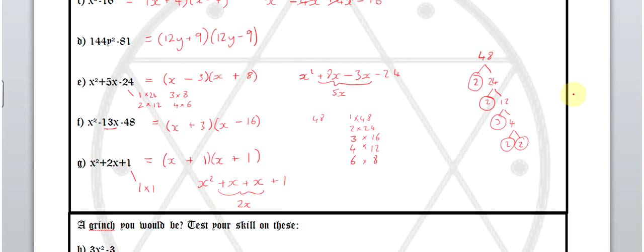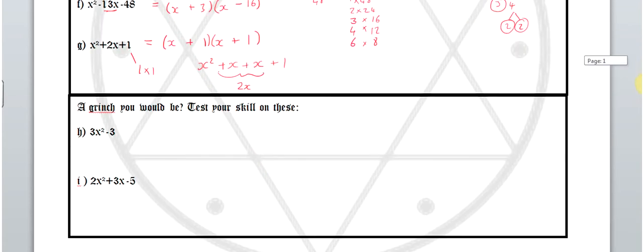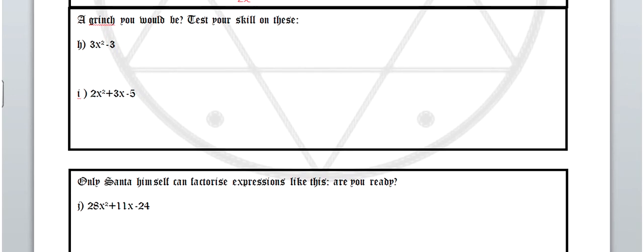So, there we go. Let's go on to the Grinch questions. I feel like I should change colour here. Red was big Christmassy, let's go to green, that's Christmassy, isn't it?